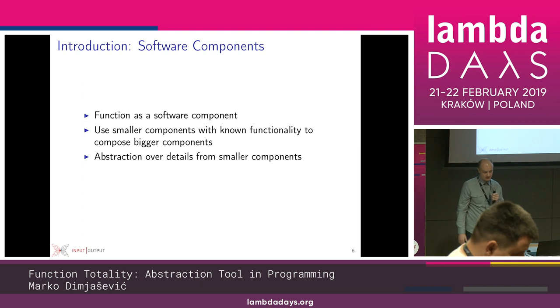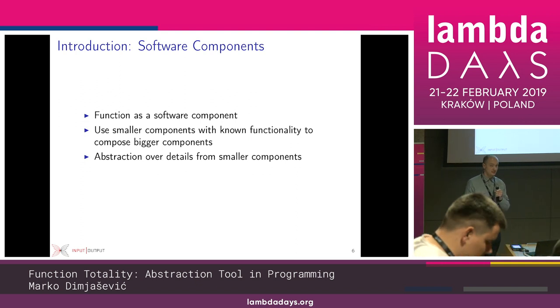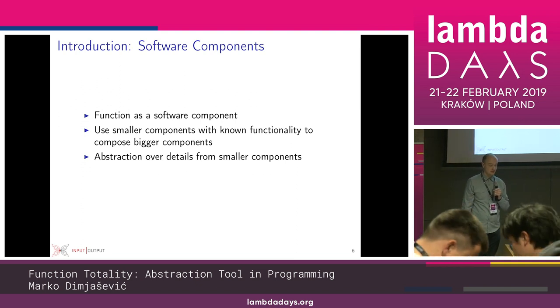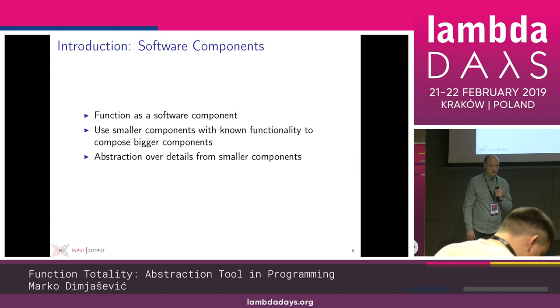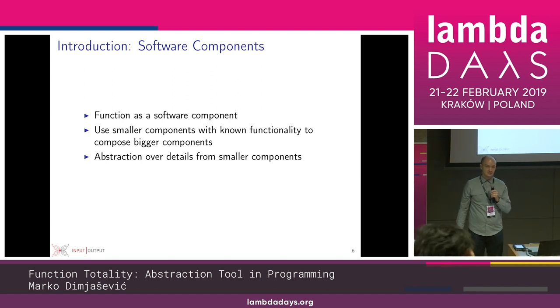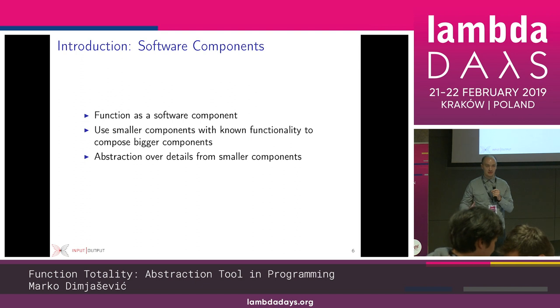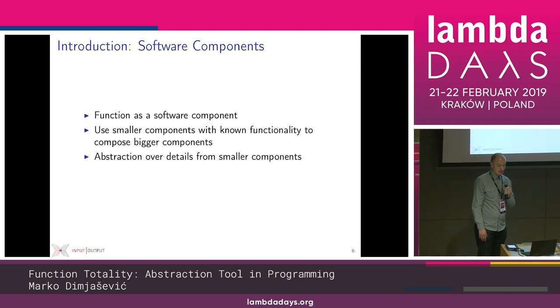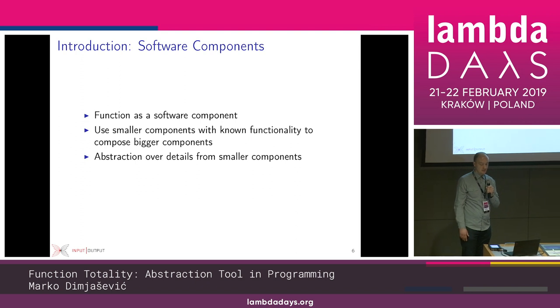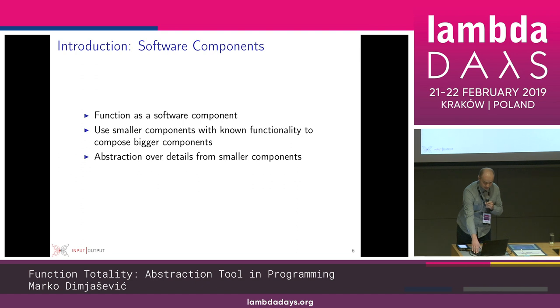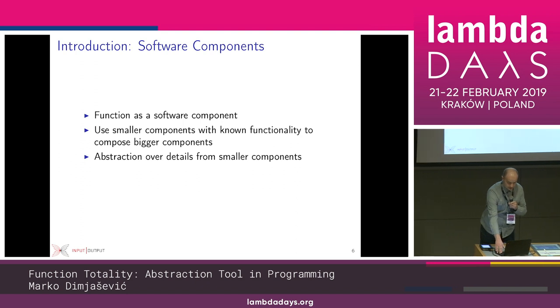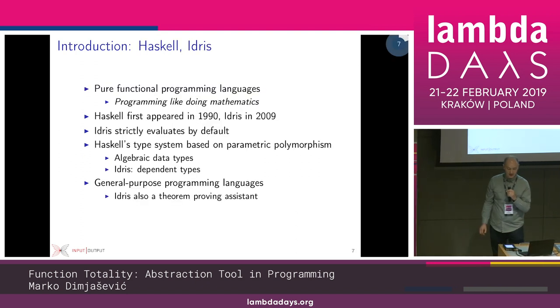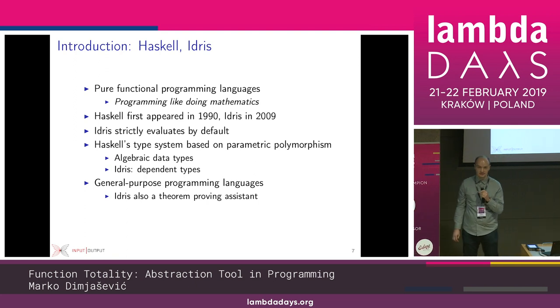And what is common in functional programming is to use functions as components, as our building blocks. So we write smaller components first, and of course use them in building bigger and bigger blocks. And this is one way of using abstractions. So we abstract over smaller functions. As I mentioned, I will use Haskell and Idris with code examples.